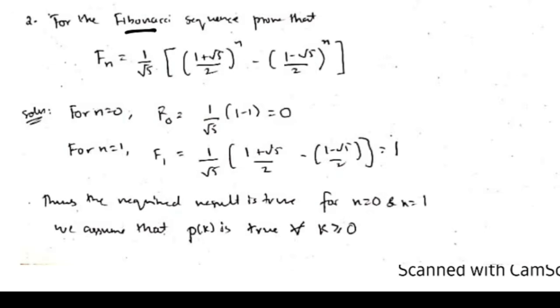Similarly, we have to do this for the Fibonacci sequence also. In the Fibonacci sequence we have been given fn. For n equal to 0 we get 0, for n equal to 1 we get 1. We prove the result for n equal to 0 and 1. We can assume that p of k is true for all k greater than or equal to 0. Now we have to prove it for k plus 1.